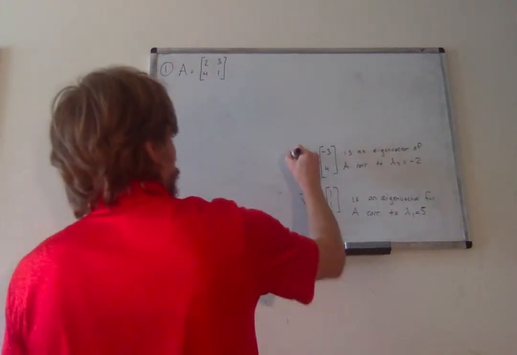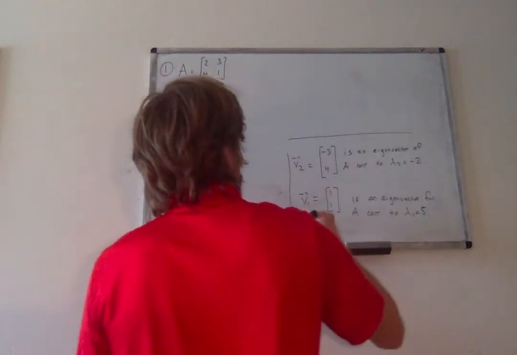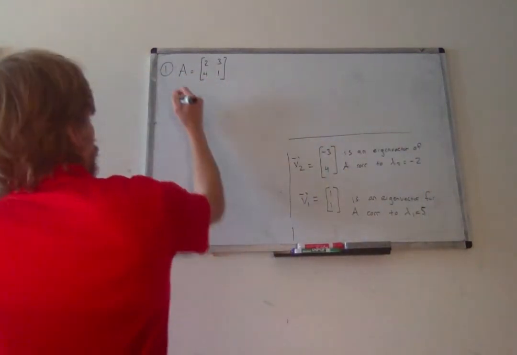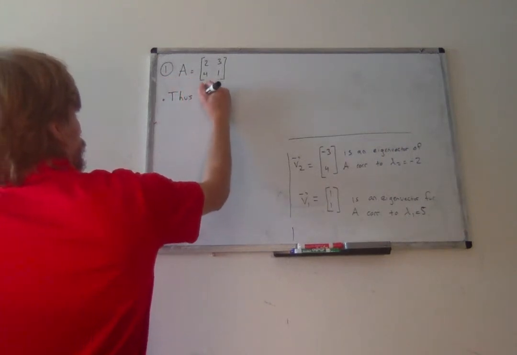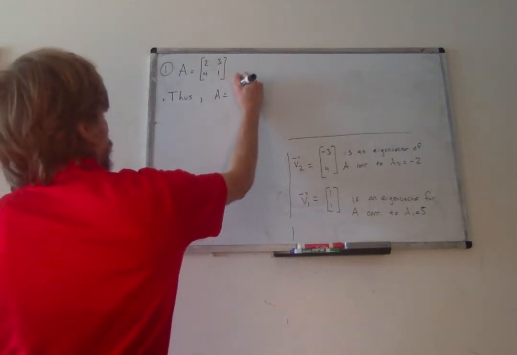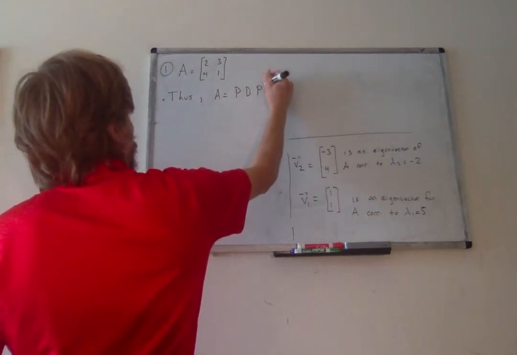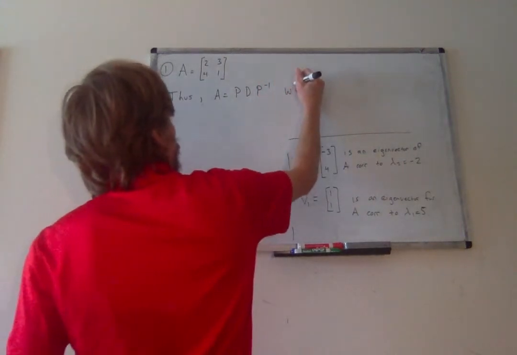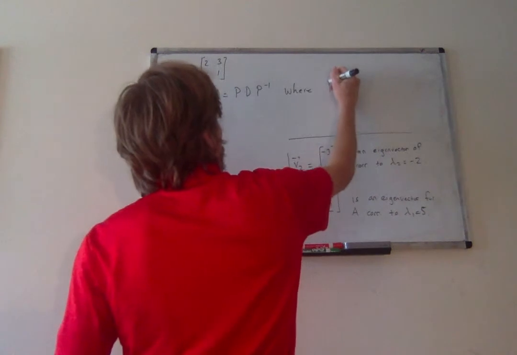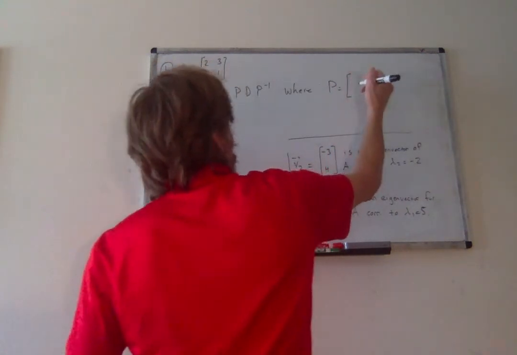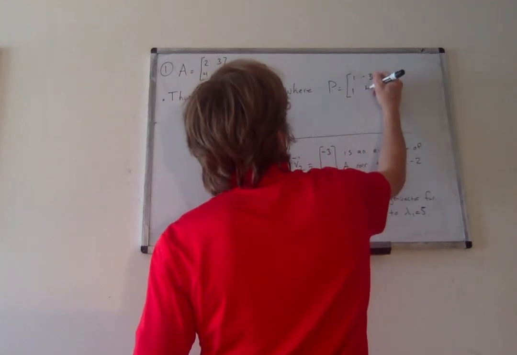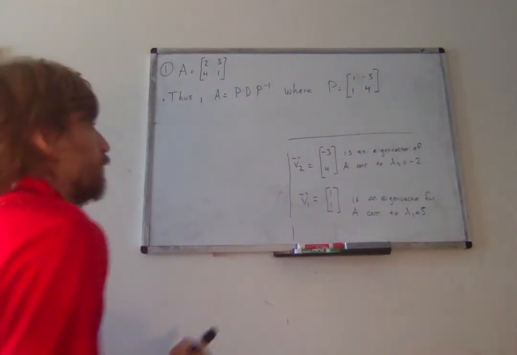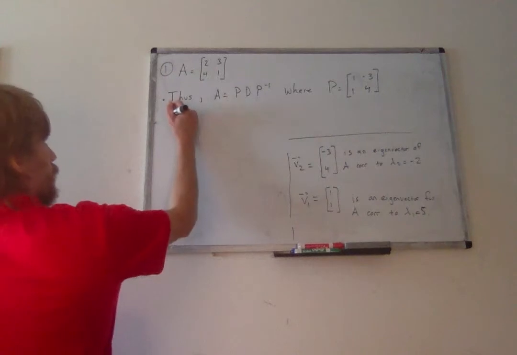So given this fact here, we know that A is equal to P times D times P inverse, where P, remember, is the matrix whose columns are given by the ordered eigenvectors. So the first column is V1, the second column is V2.